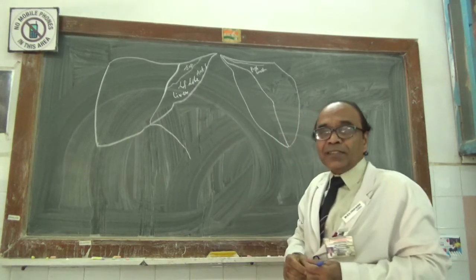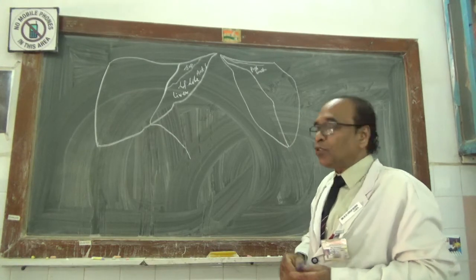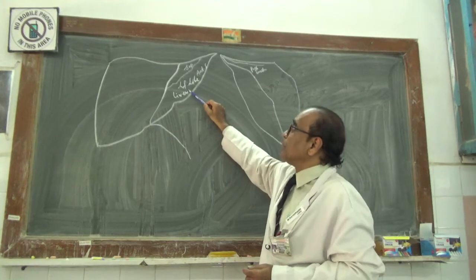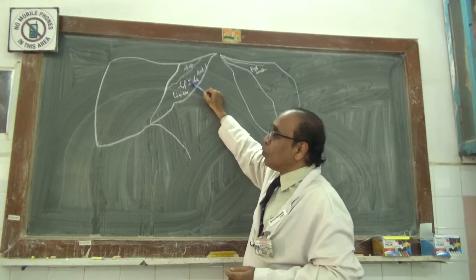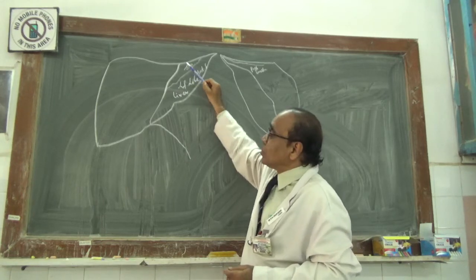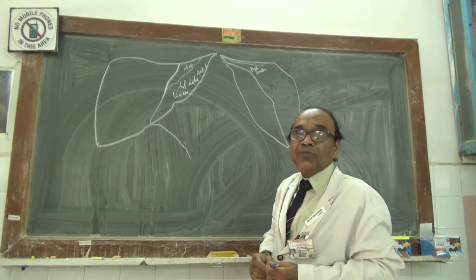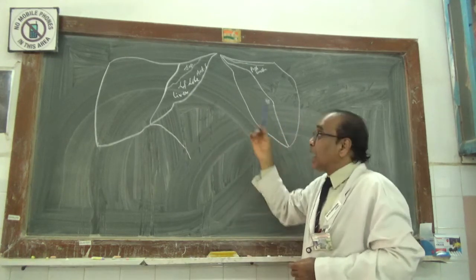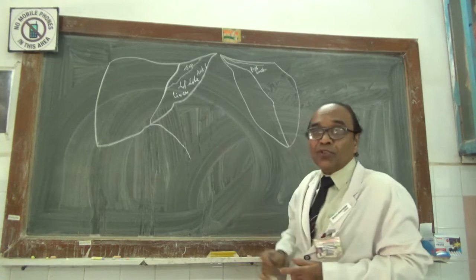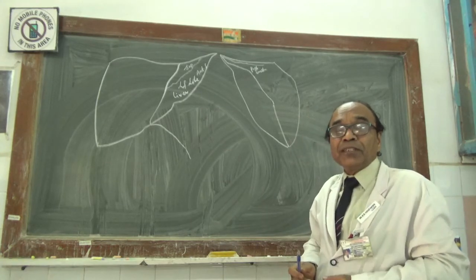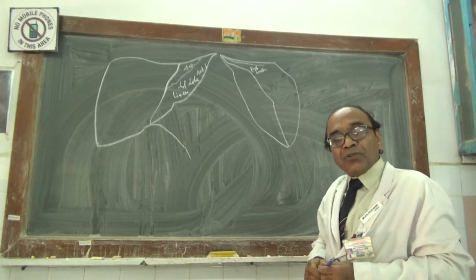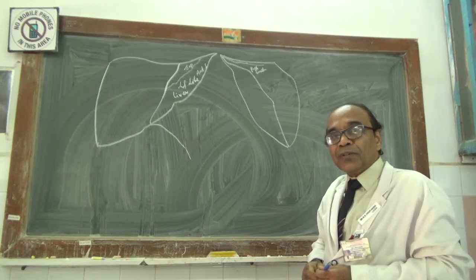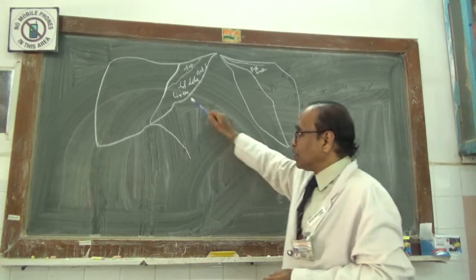So this is a very much smaller part. This anterior surface of the left lobe of the liver is present below the superior surface of the left lobe of the liver. Now this anterior surface of the left lobe of the liver is completely covered by the parietal pleura as well as the visceral pleura.